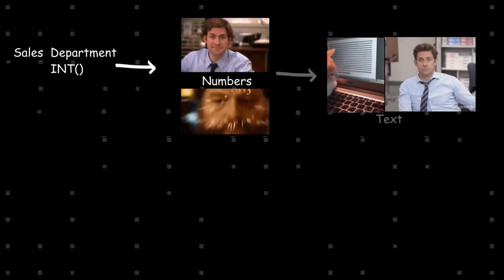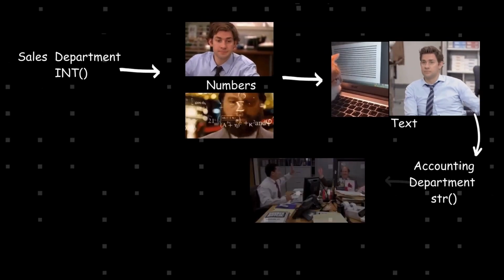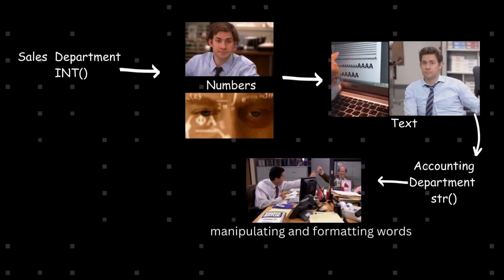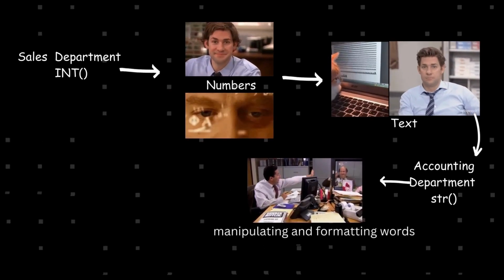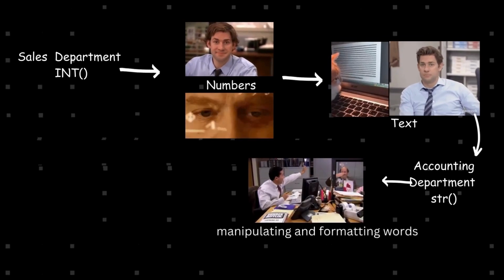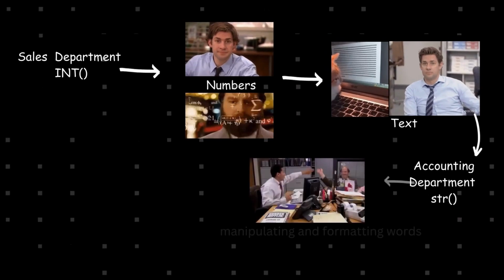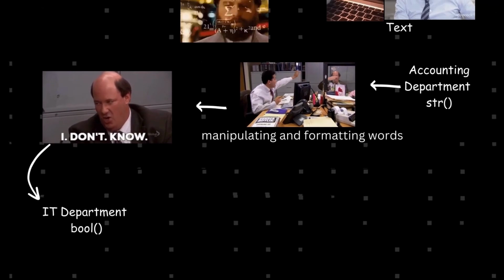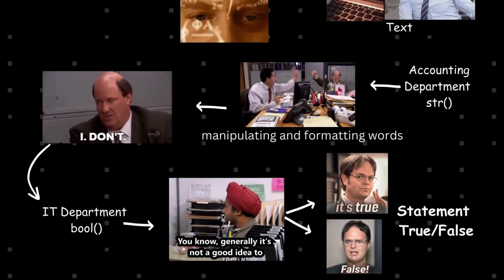For tasks involving text, we need the accounting team, which is a string. They are very good at manipulating and structuring words and sentences. But just like the sales team, the accounting team has its own strengths and limitations. And at last, booleans, in Python bool, help us figure out if statements are true or false and help with logical operations. It's all about making choices in our code.